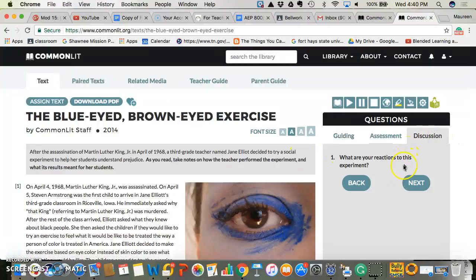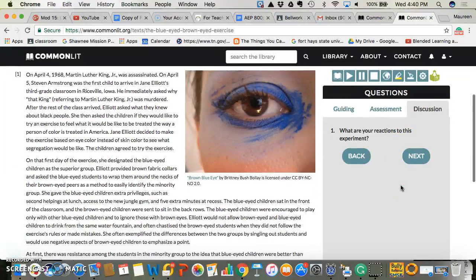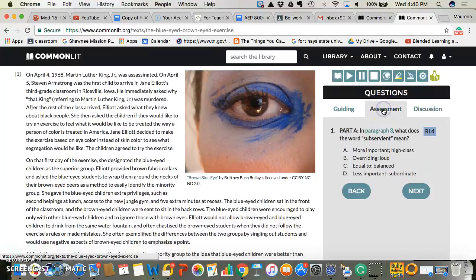And so thinking about, what are your reactions to this? And I did not assess them over that, but if I, for example, was absent and wanted to have them take the assessment, I could go ahead and assign this for my students.